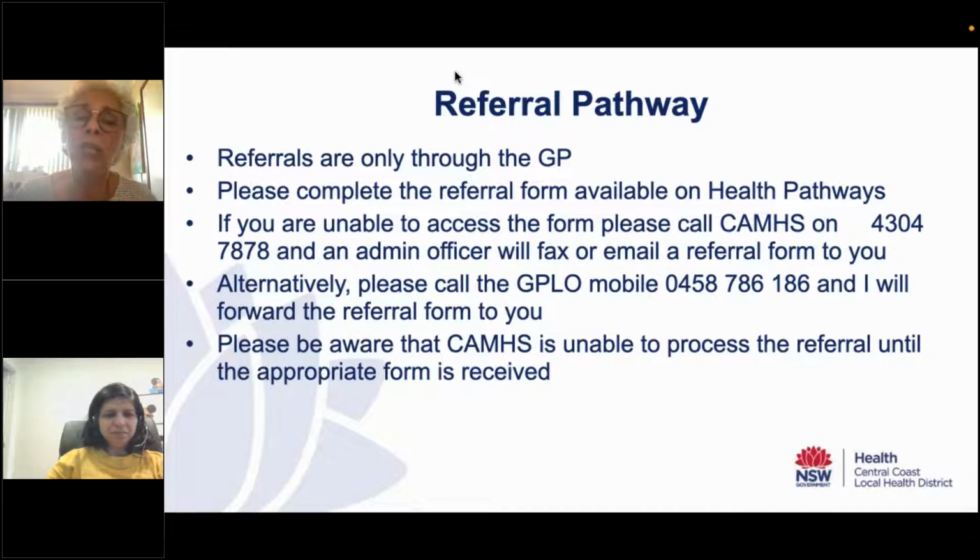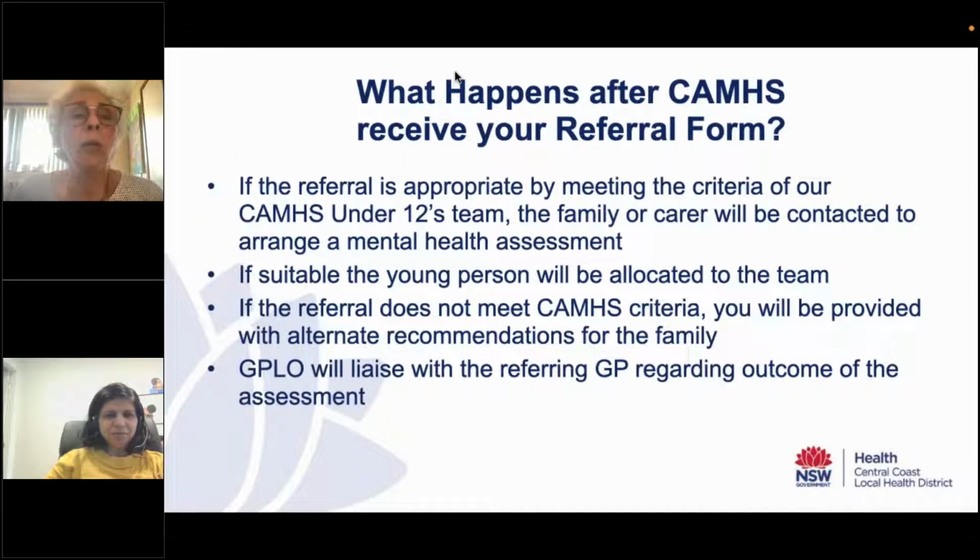Sometimes GPs, and I know everybody is time poor, you can always call me on the GPLO mobile, 0458 786 186. I am more than happy and willing to forward the referral form to you. Unfortunately, we are unable to process any referral until this form is completed and received by CAMS. So what happens after we receive the referral?